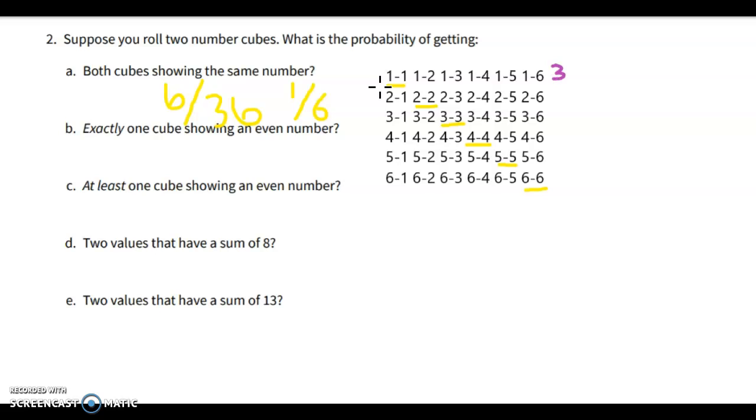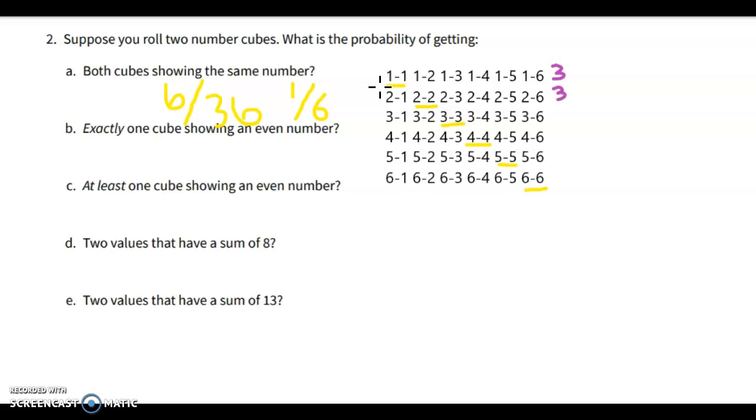All right, now let's look at the next line. 2, 1. Well, 2 is even, 1 is odd, so that counts. 2, 2. Well, those are both even, so that does not count, right? 2, 3. Well, 2 is even, 3 is odd, so that one counts. 2, 4. Both even, does not count. 2, 5. 2 is even, 5 is odd, counts. 2, 6. Both even, does not count. So that was also 3.